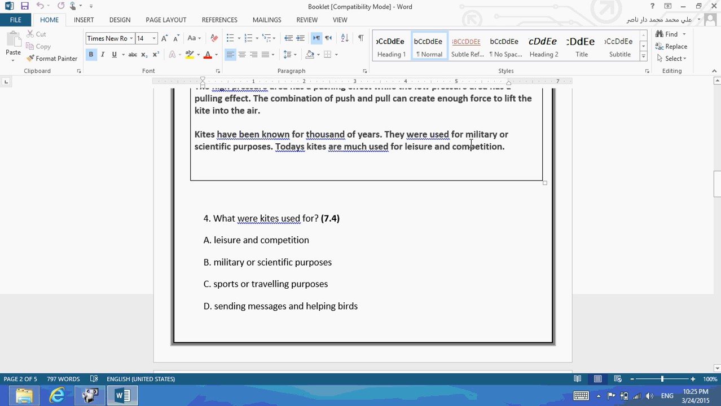The tense is past. The tense here is also past. The structure is passive. Military or scientific purposes. So the answer is B.